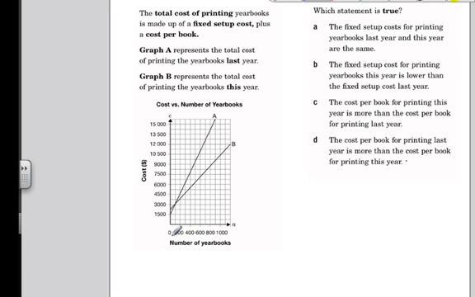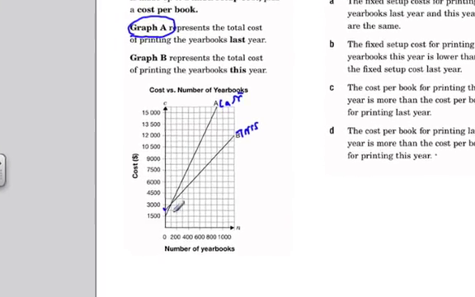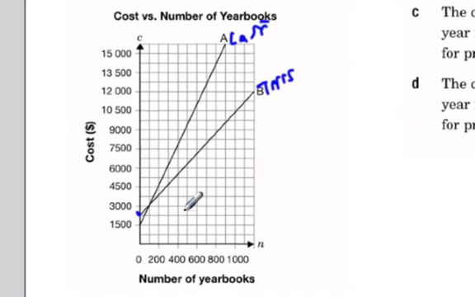All right, in this question, we're given that line A represents the total cost of printing yearbooks last year. So this is last year. And B is this year. And we want to focus on, first of all, the y-intercepts. And so here is this year's y-intercept.